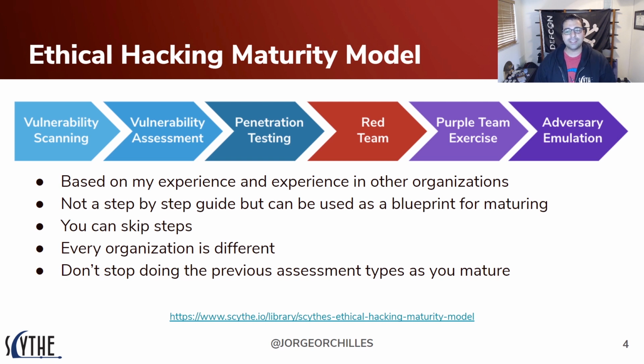Now, as I mentioned, these don't necessarily mean that it's the steps you must take to get to where you want to go. This is just an example that you can use with your senior management to explain to them how your organization has matured, and there is an arrow there at the end, which means that I'm sure this will continue to evolve. Every organization is different, and of course, don't stop doing the previous step. Just because you're doing red team and purple team engagements doesn't mean you're not doing vulnerability scanning anymore. There's an entire article on this if you'd like to read more about it.